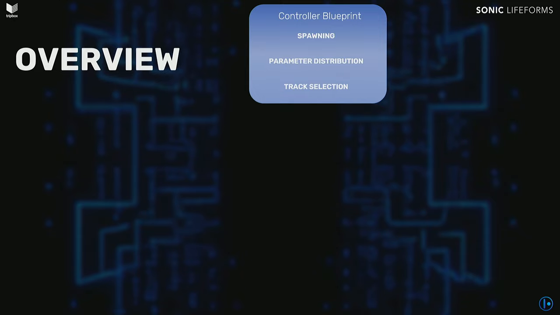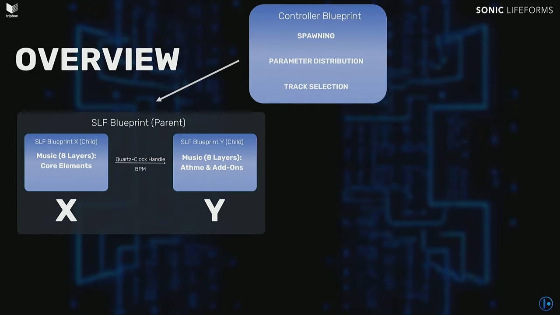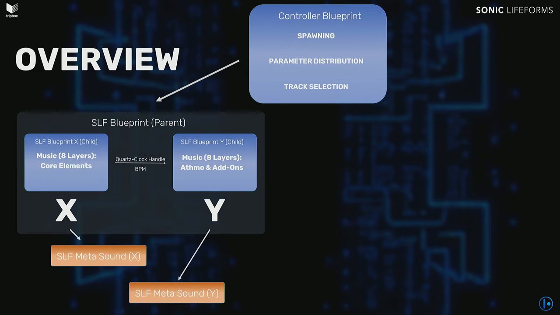And as I said, the first thing it spawns is two of my Sonic Lifeform systems that we have been discussing in the previous slide. One for the X with the core elements for the music, and one for the Y-axis for the add-on and atmo elements. And of course, those systems will spawn their own instances of the MetaSound sources. And so the controller blueprint gives all the variables and all the info from the track that is playing to the two systems, and they will pass it on to the MetaSounds again.